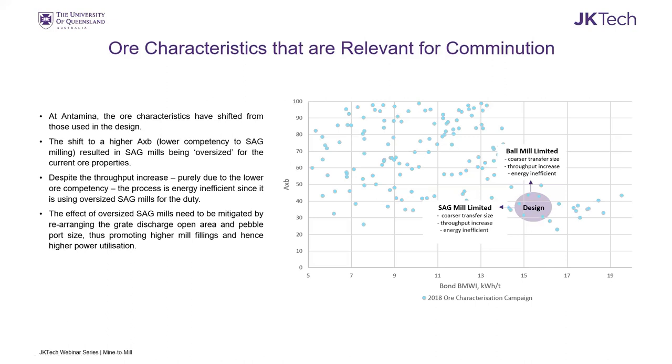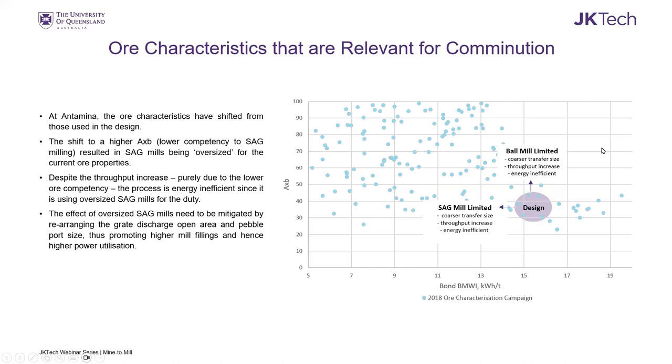That represents the ore competency to SAG milling, with lower values indicating higher ore competencies to SAG milling, and the other way around: low A times B values representing hard, very, very hard ores, or highly resistant to impact breakage. And the other relevant ore characteristic has to do with the ball milling, which is the secondary grinding stage. We measure that with the Bond mill work index.